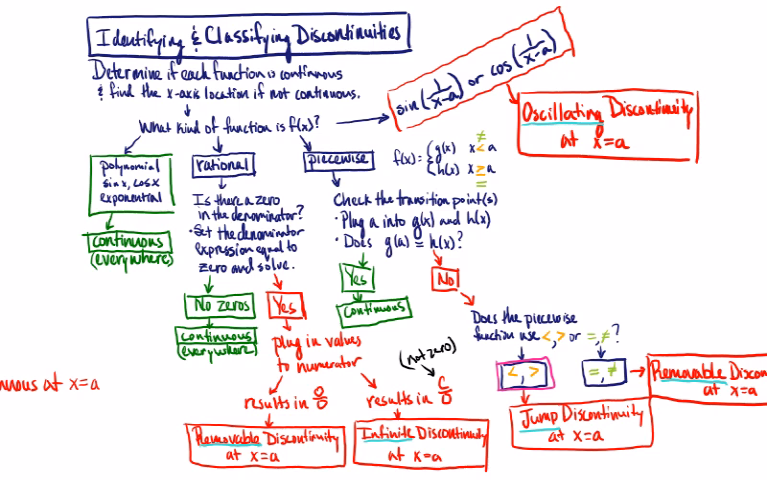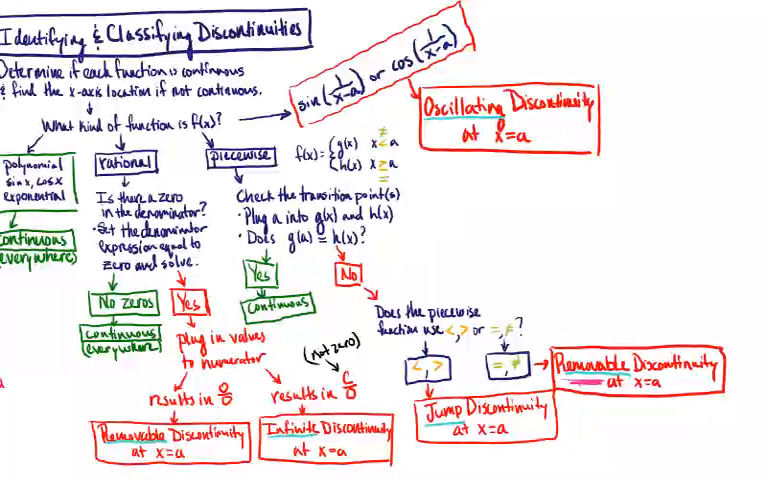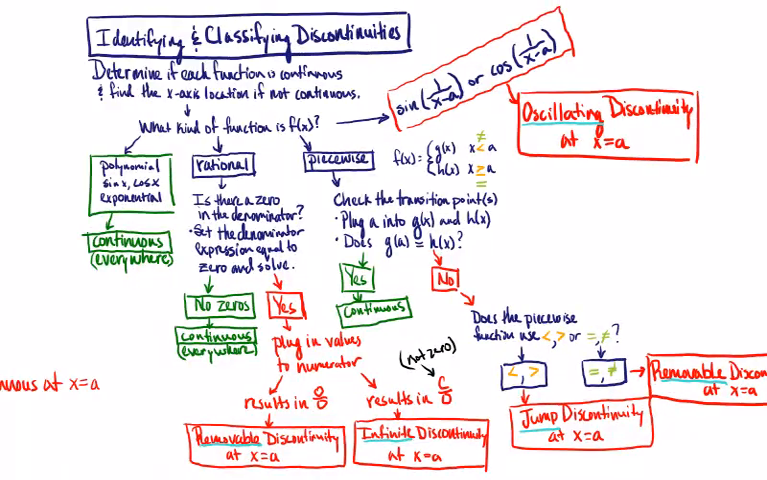If it's a greater than or less than, that means it's a jump discontinuity, okay? If these symbols here are equal to, not equal to, that means it's a removable discontinuity at that point, okay? So basically, you plug in a to both functions and see if they're the same. If they are, it's continuous. If they're not, it's not continuous.